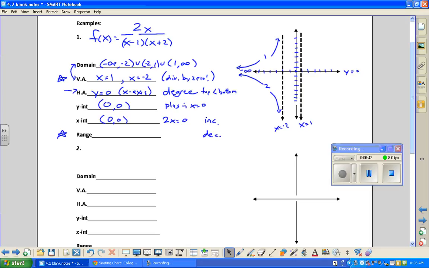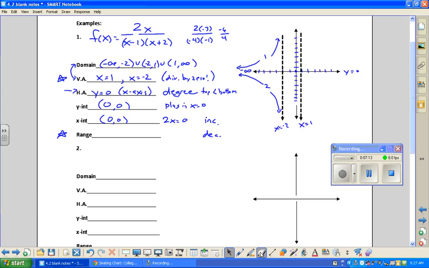Negative 3 would be a great choice. So if I check negative 3, negative 3 minus 1, negative 3 plus 2, I get negative 6 over 4. Positive or negative? That's negative, so it has to look like option 2.